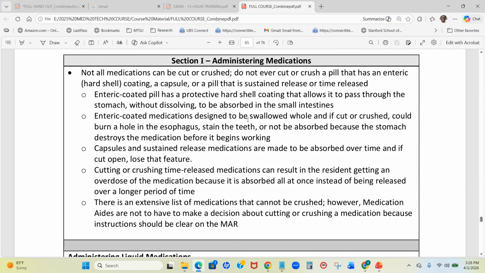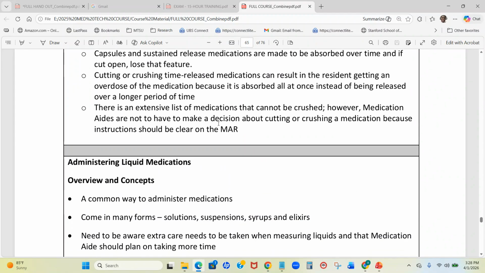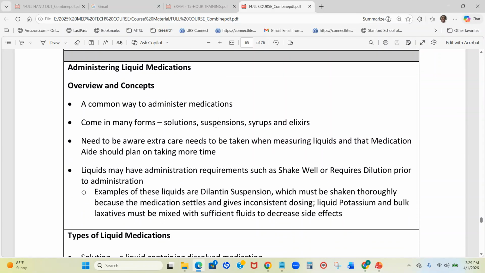unless the doctor gives the go ahead. So capsules and sustained release pills are to be observed over time, and if cut open, they will lose that feature. Cutting and crushing time release pills can result in the resident getting an overdose of the medication because it is going to get absorbed all at once instead of being released over a longer period of time. There is an extensive list of medications that cannot be crushed, however. Med aides are not to have to make a decision about cutting or crushing because instructions would be very clear on the MAR.